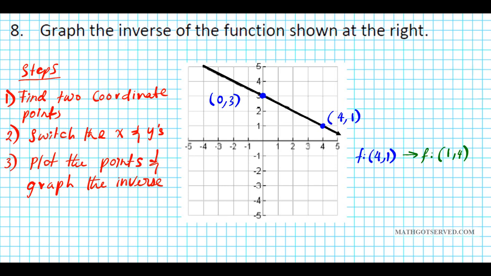Okay, and then for the second coordinate 0, 3, the inverse of f must also contain the point 3, 0. How do you accomplish that? Switch the x and the y's as indicated in step 2. Last step, plot the point 1, 4 and 3, 0 right here.